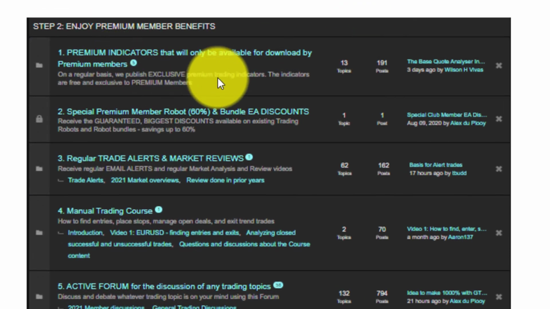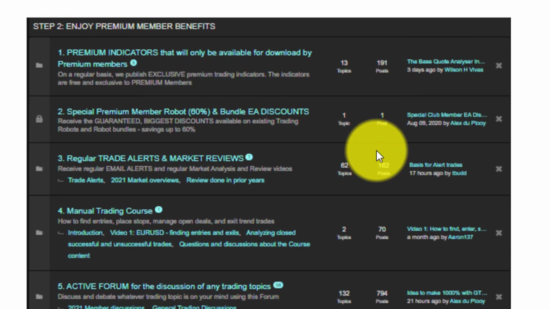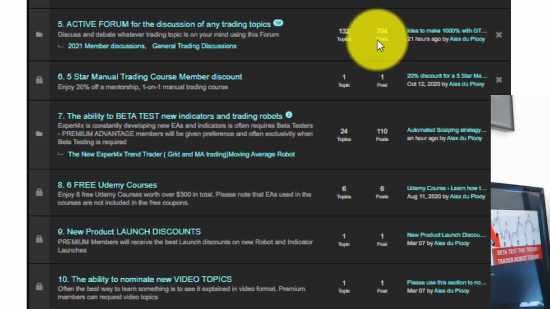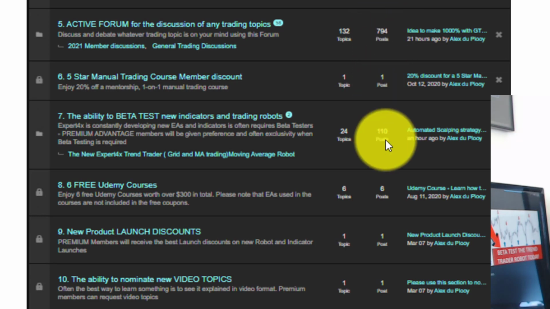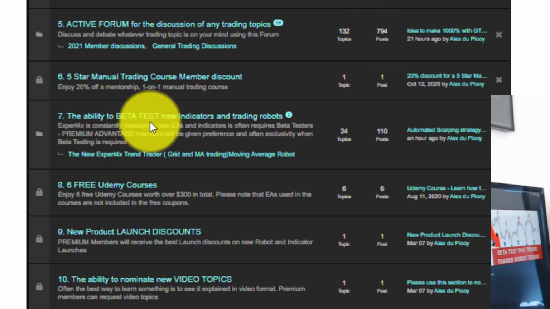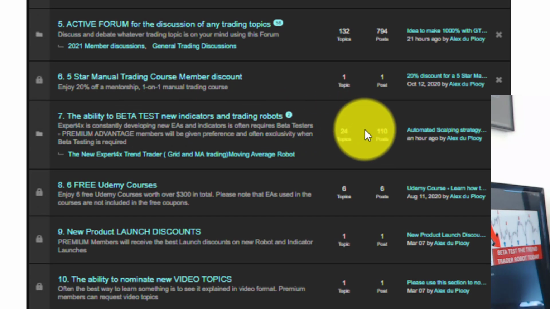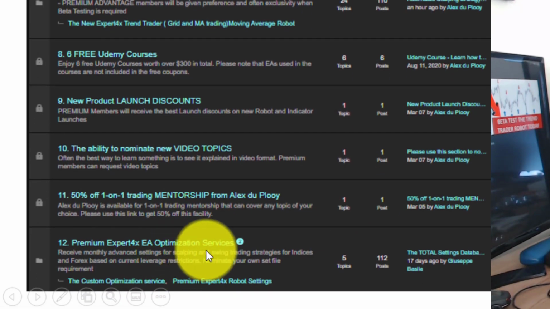The most popular benefits are downloading premium indicators. Other ones are the trade alerts that are given on a daily basis, and then the active forum discussions, which you can see is by far the most popular one. This is the benefit that we're talking about now, the ability to beta test trading robots. And then at the end here we also have very specialized optimization settings that help optimize EAs to have smooth equity curves as well as low leverage optimizations.